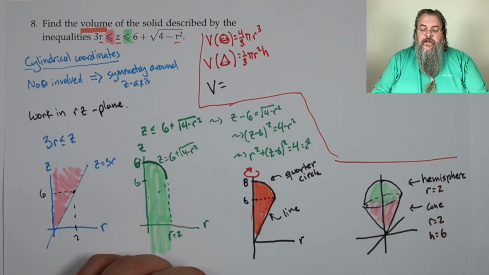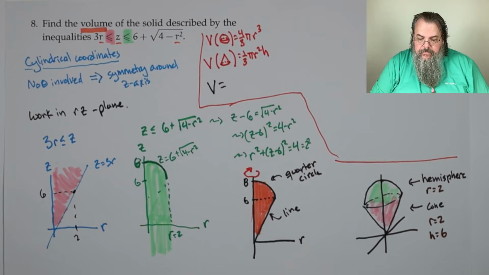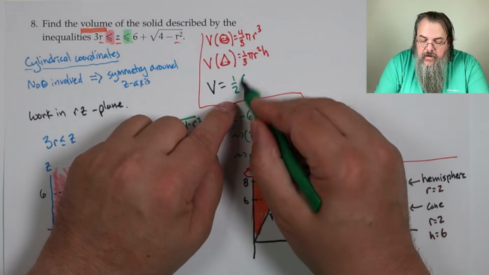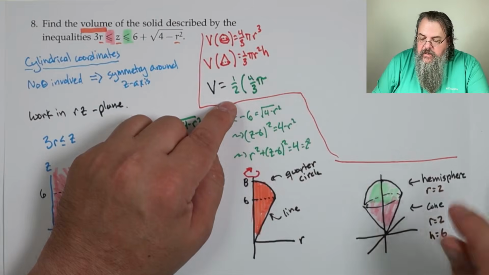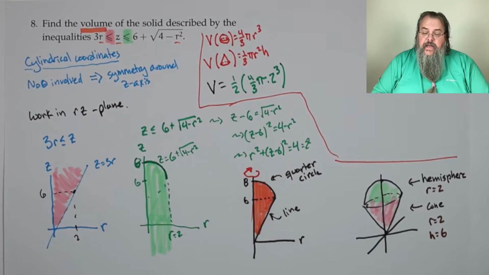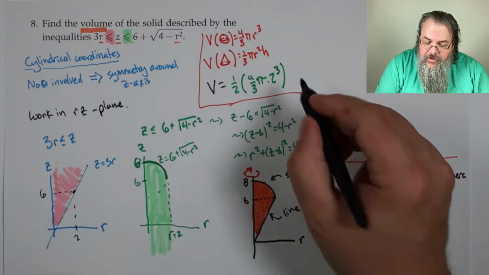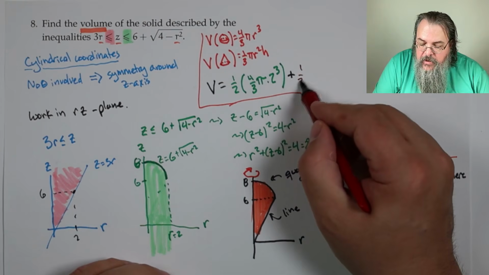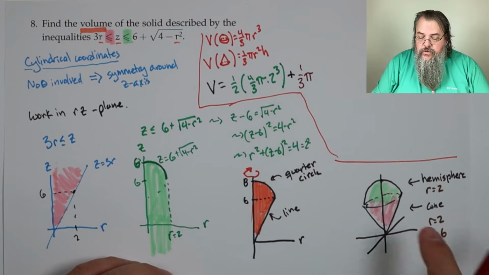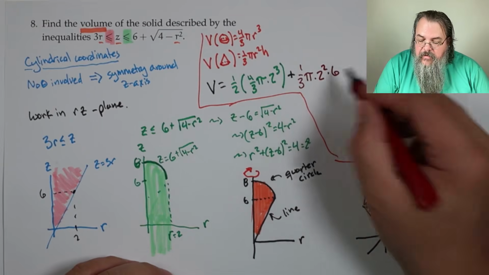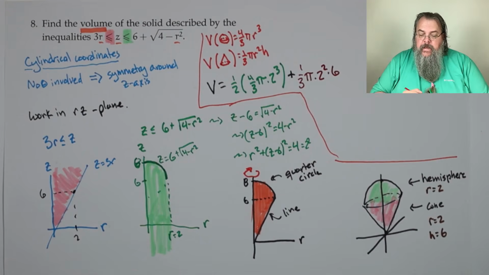well, it's a hemisphere, so it's going to be 1/2. So 1/2, this 1/2 is because it's half a sphere of 4/3 pi r cubed, 2 cubed. And now we're going to add to that the volume of the cone. So plus. Okay, and what's the volume of our cone? That's going to be 1/3 pi. Our r is 2, so 2 squared, and our h is 6. Okay, now that's our answer.